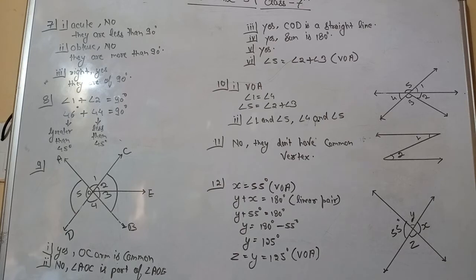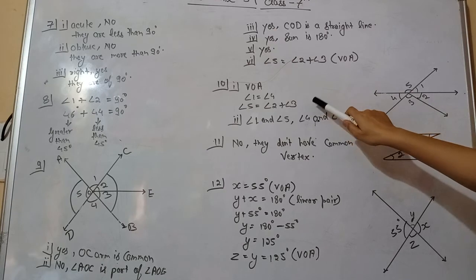Indicate which pairs of angles are vertically opposite angles and linear pairs. So here you can see vertically opposite angles. The first one is 1, and see here. The vertically opposite angle pair is 1 and 4 because this is the crossing and these are two opposite angles. And what about 5? Angle 5 is equal to angle 2 plus 3.